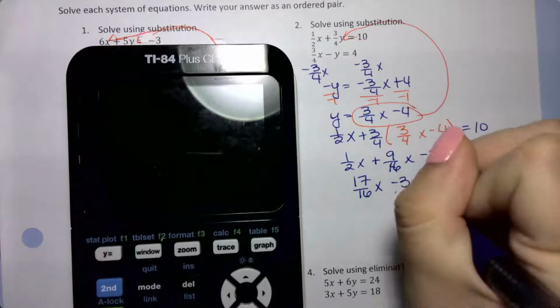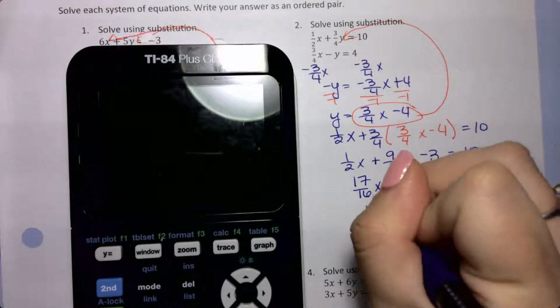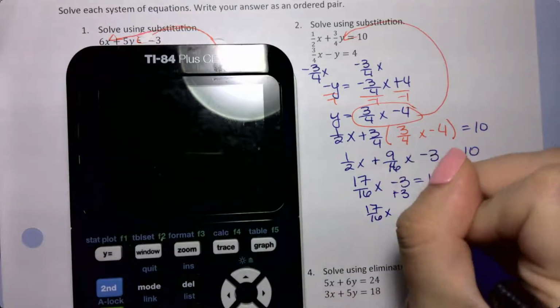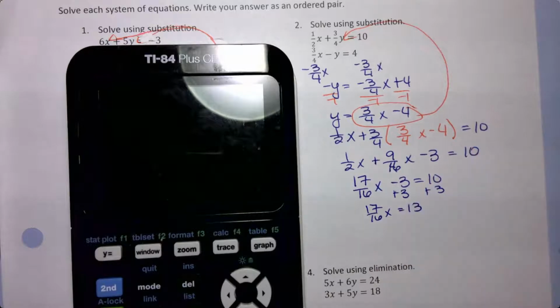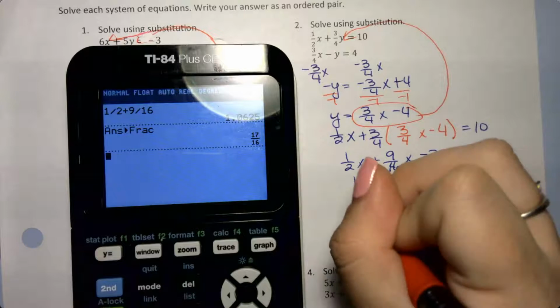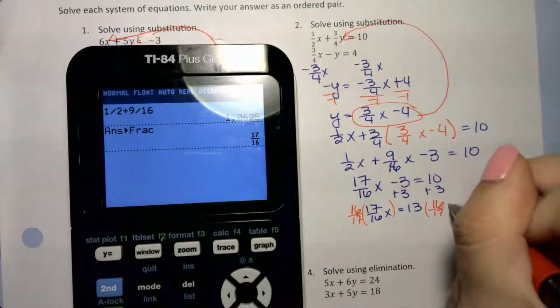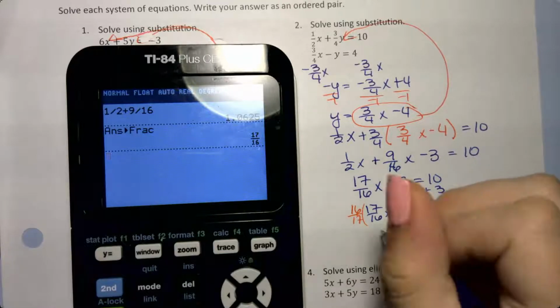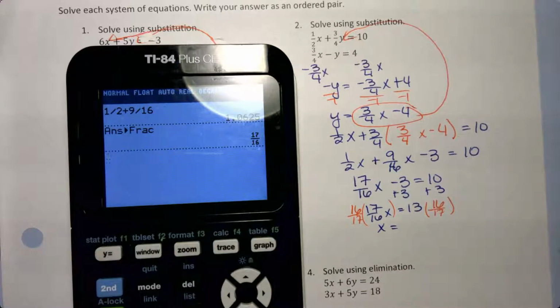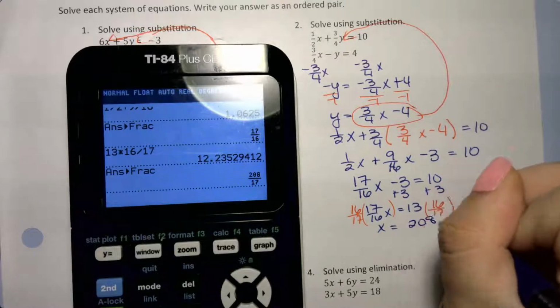So then I want to go ahead and add 3 to both sides. This gives me 17/16 x equals 13. I want to get rid of that fraction out front, so I'm going to multiply by 16 over 17 on both sides. That is going to leave me with x on the left. Then I have 13 times 16 divided by 17. If I turn this back into a fraction, it gives me 208 over 17.